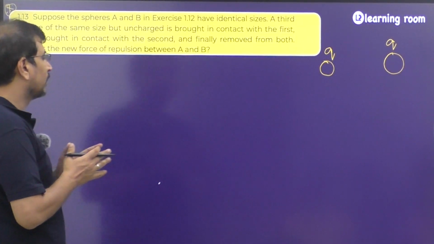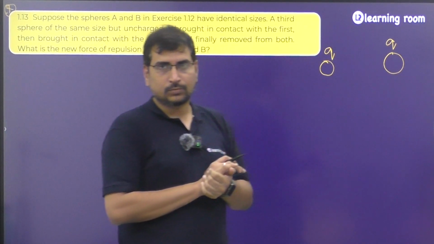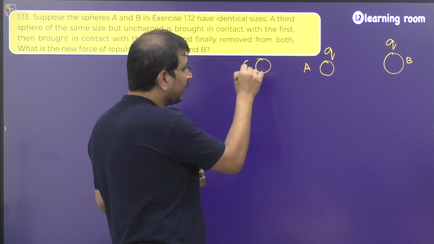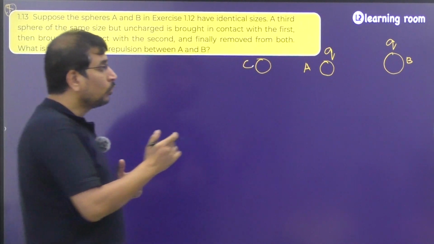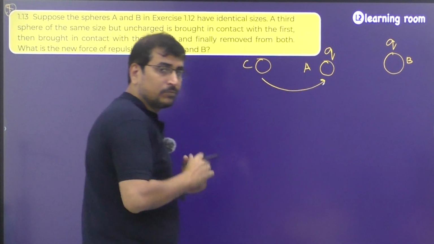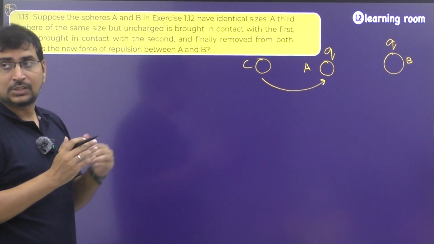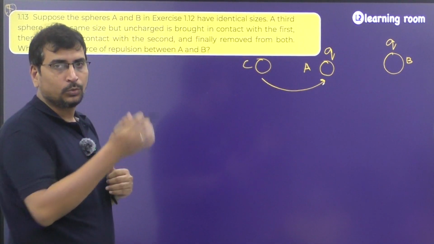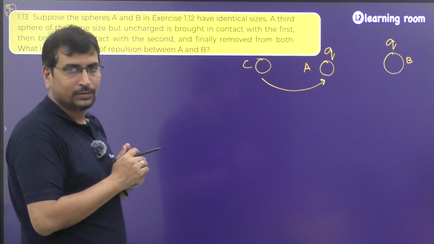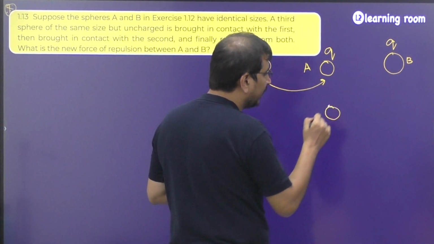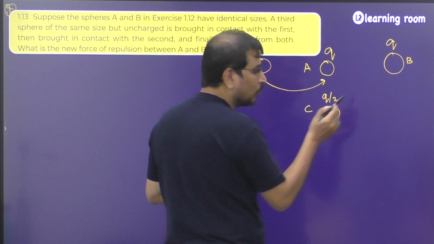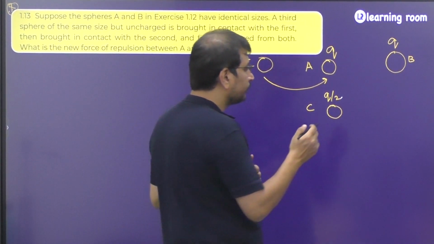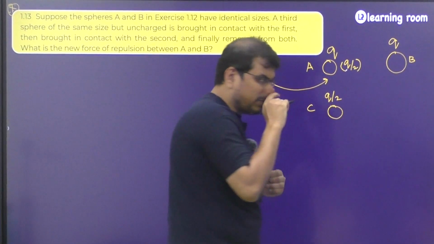Now listen to this question. There are charges Q and Q, which are considered to be A and B. Now there is a third particle which is uncharged. If C is brought in contact with A and then moved, the charge gets transferred in such a way that you take the sum of both the charges, divided by 2. That is the average of these two charges, right? So now C has got Q by 2. Now A is left with Q by 2, right?